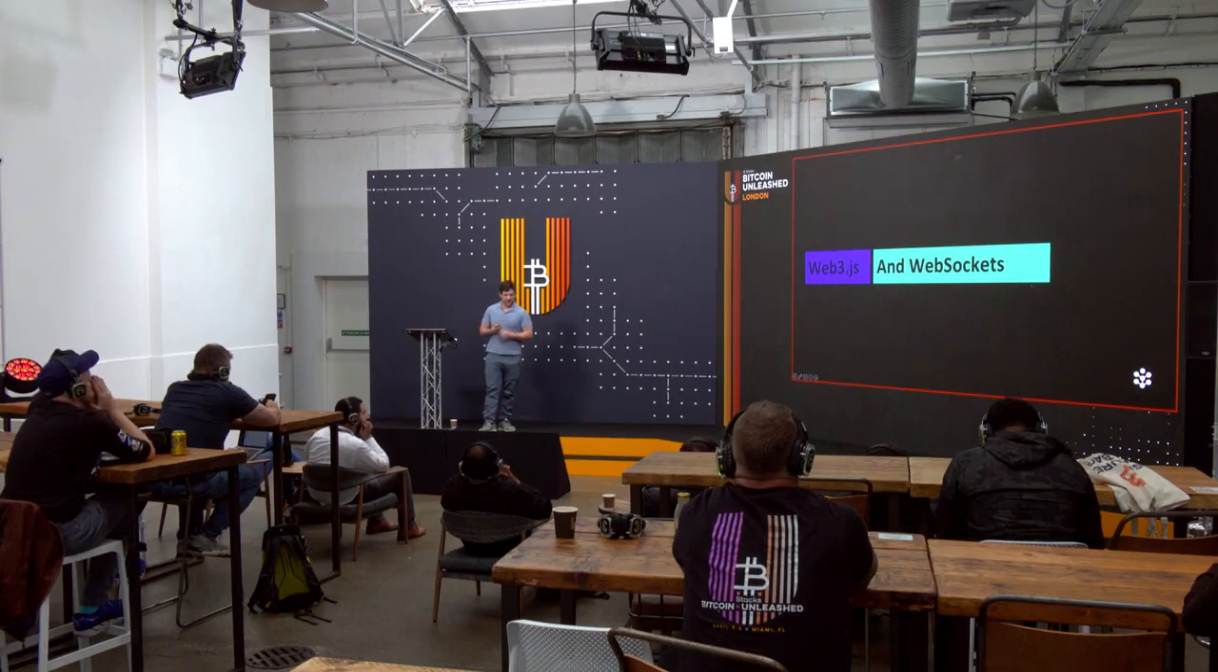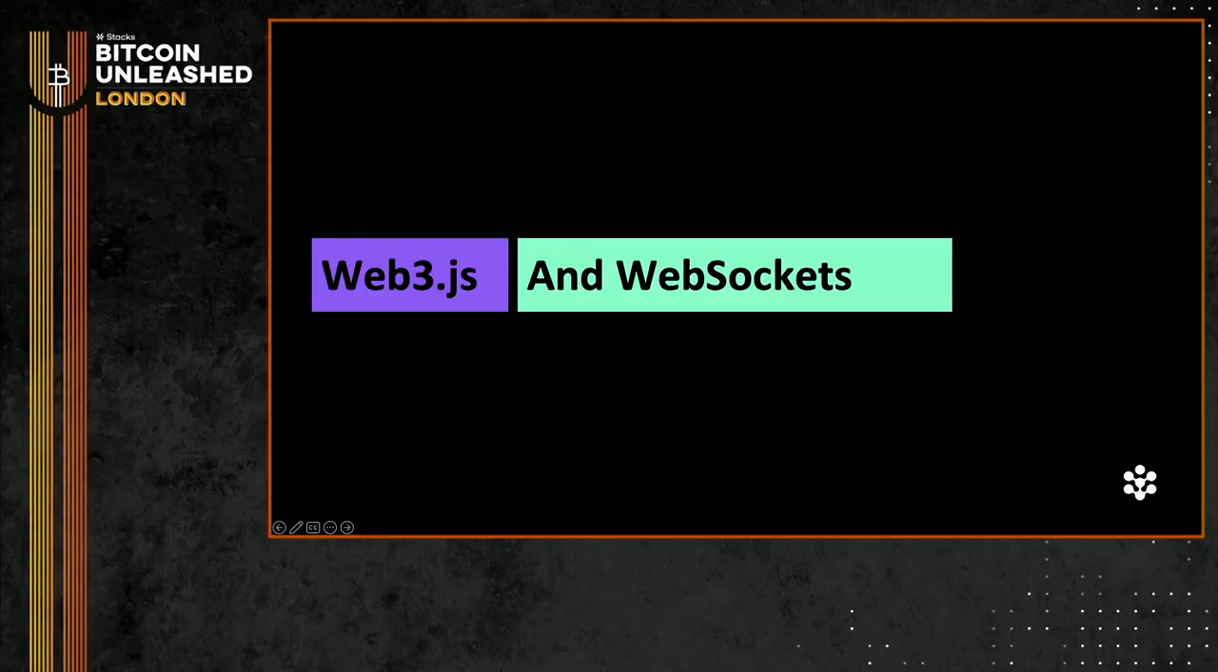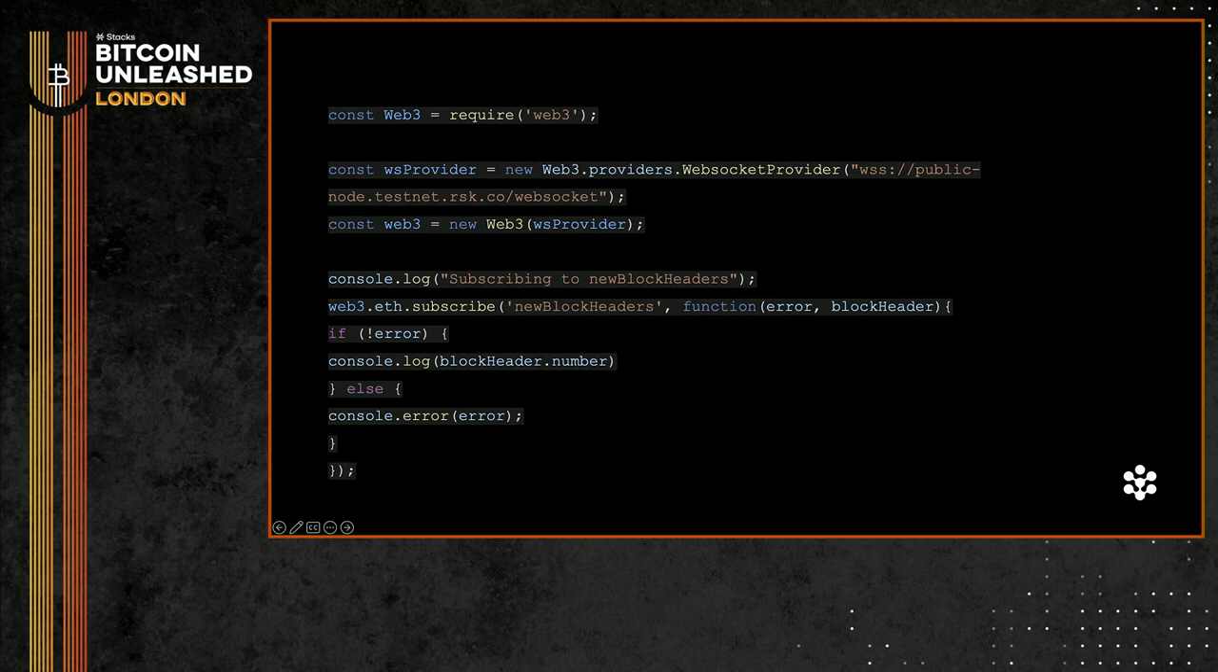So this is an example using Web3.js and WebSockets. It is very simple. If you are an Ethereum developer, you wouldn't notice anything different. It's just creating a provider and subscribing to an event. The only difference here is that it's pointed to a testnet node on Rootstock instead of a testnet node on Ethereum. And that's it. It's very simple.